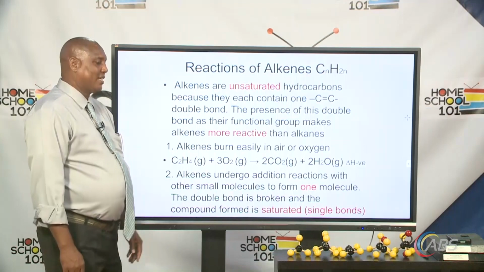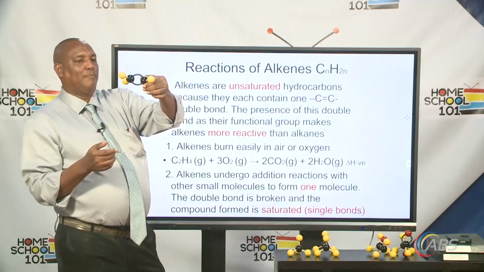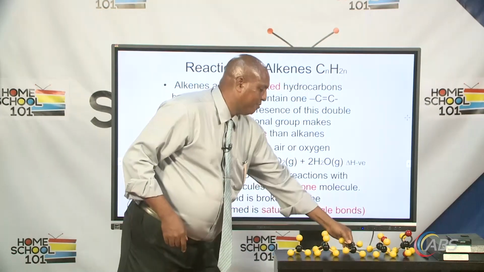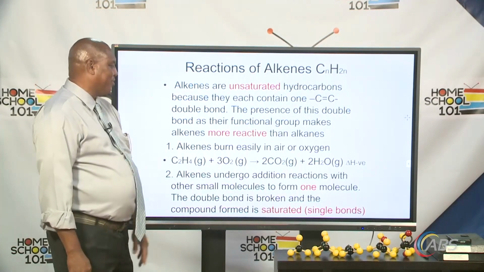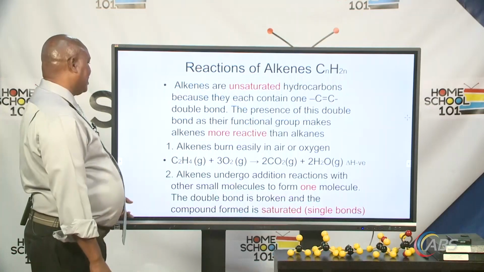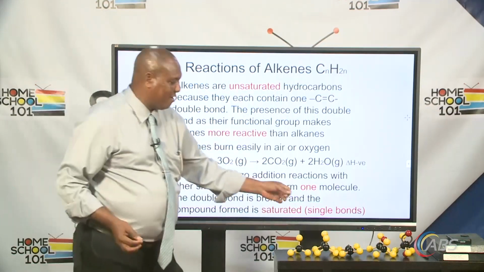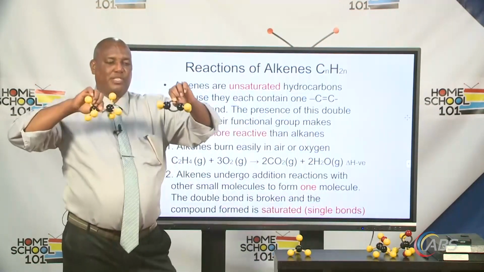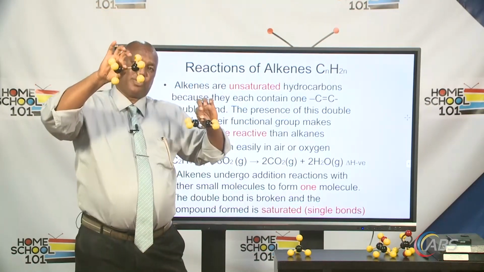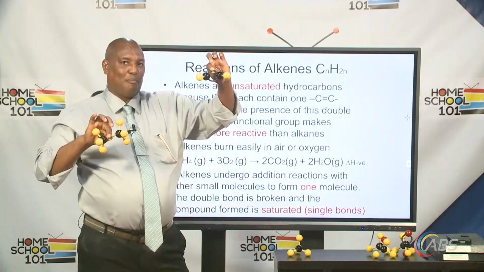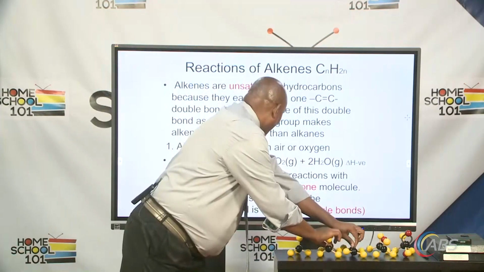Alkenes undergo addition reactions. As mentioned, one of these bonds in the double bond can break. So we'll see how they break and what the products are. And when it breaks, it forms single bonds. So alkenes undergo addition reactions with other small molecules to form one molecule. The double bond is broken, and the compound formed is saturated, because instead of having a double bond, when it breaks we're going to have a single bond. So the double bond breaks to produce a single bond. So an unsaturated compound becomes a saturated compound. All right.